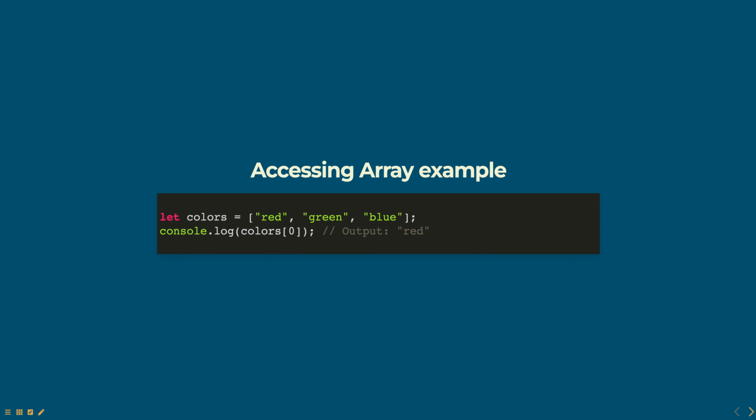JavaScript also provides a number of built-in methods for working with arrays, such as push, pop, shift, unshift, slice, splice, concat, sort, reverse, etc. These methods can be used to manipulate and work with the elements of an array.